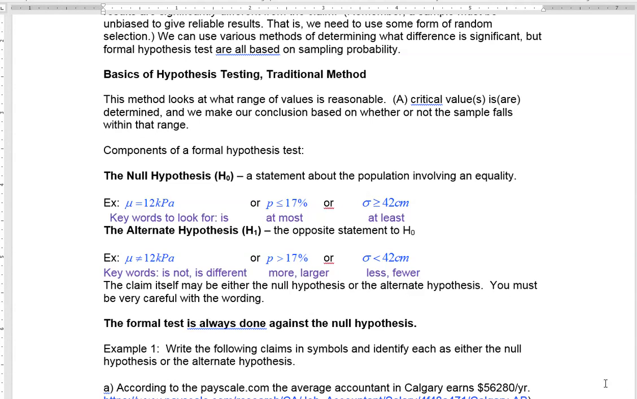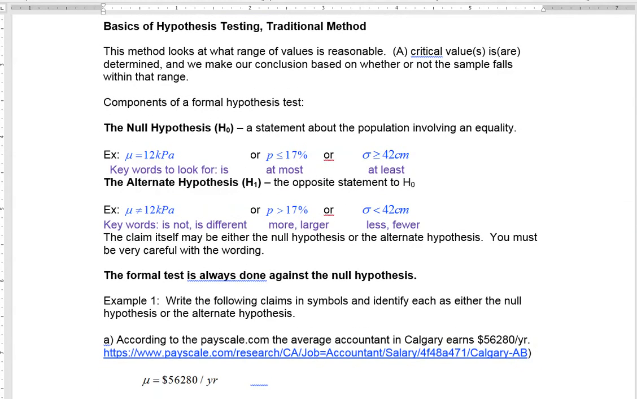So looking at this first one, according to this pay scale, the average accountant in Calgary earns, and we're given an amount. So all we have in there for our keyword is earns. So earns is like is. This is the average amount. So we're looking at equality. So we do have that equal sign. So because the equal sign is there, this one is going to be a null hypothesis. Anytime we've got an equals anywhere in there, it's going to be a null hypothesis.